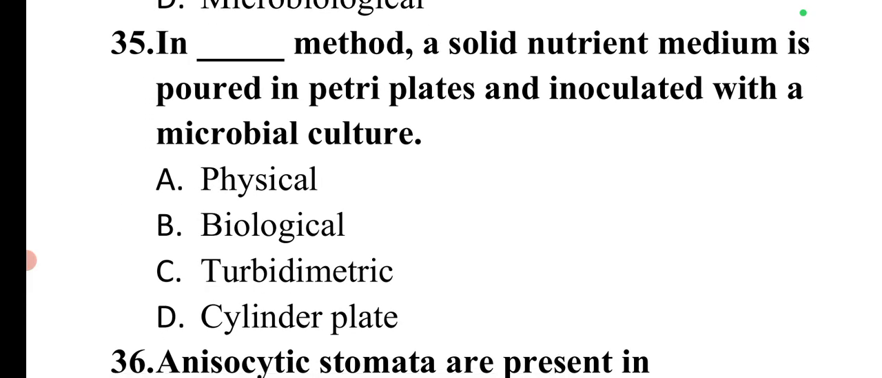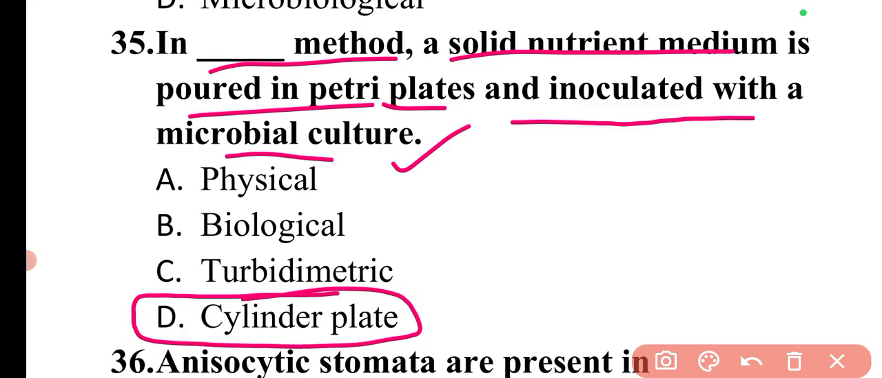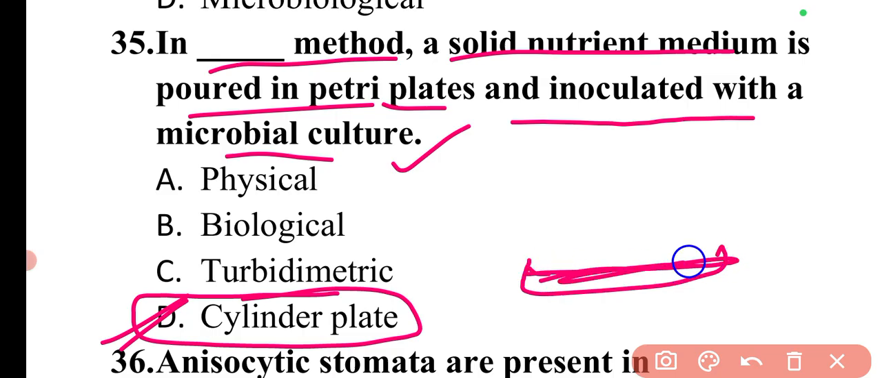Next question is, in dash method, a solid nutrient medium is poured in Petri plates and inoculated with a microbial culture. So this is basically the cylinder plate method. In this method, there is a Petri plate. In the Petri plate, a solid nutrient medium is poured, and the microbial culture is inoculated in this.